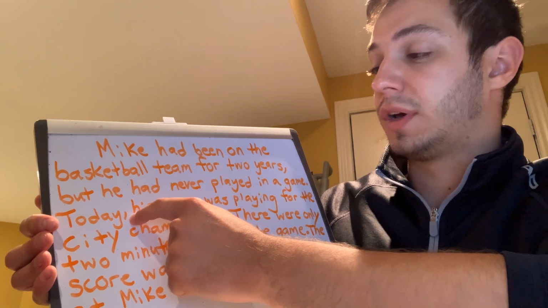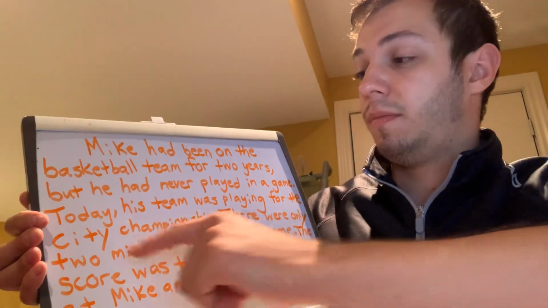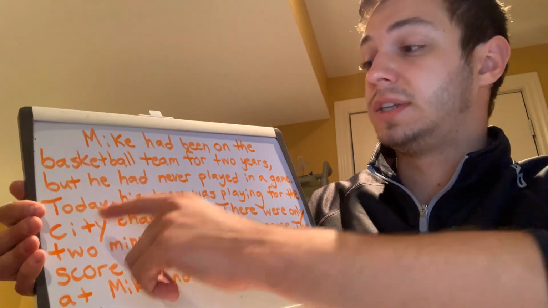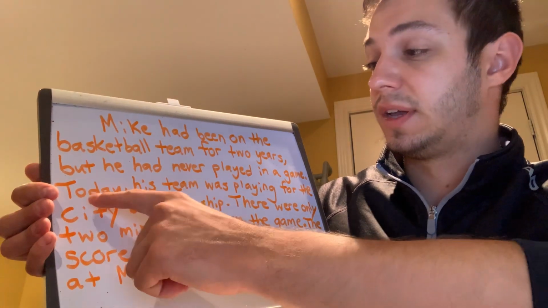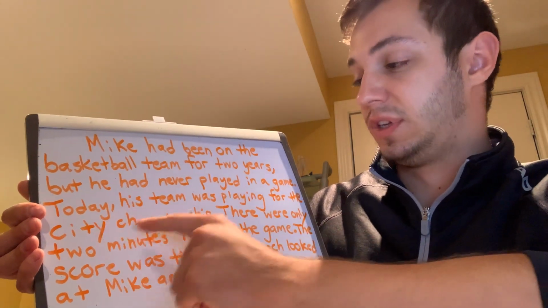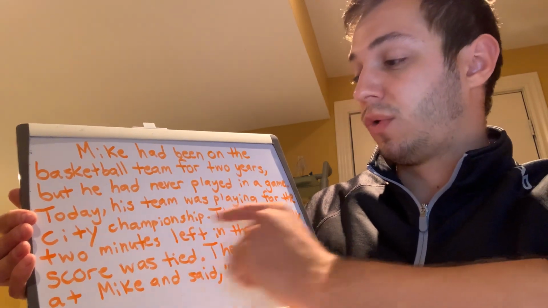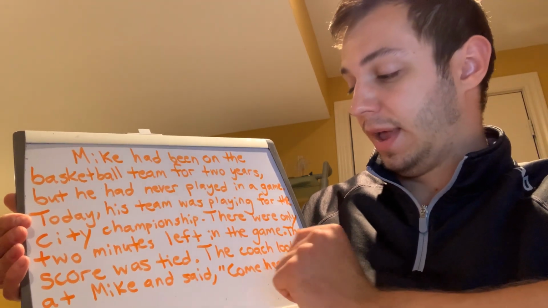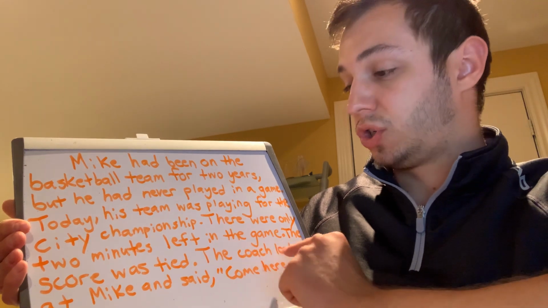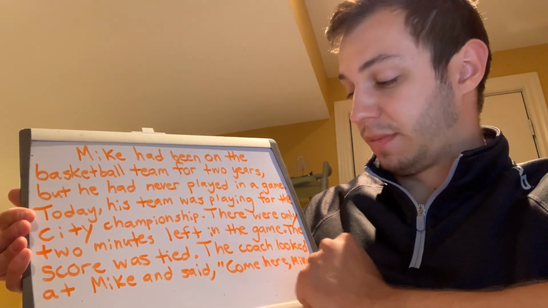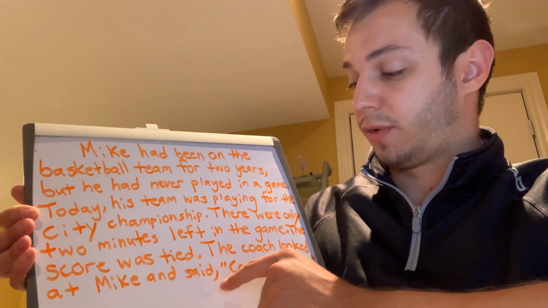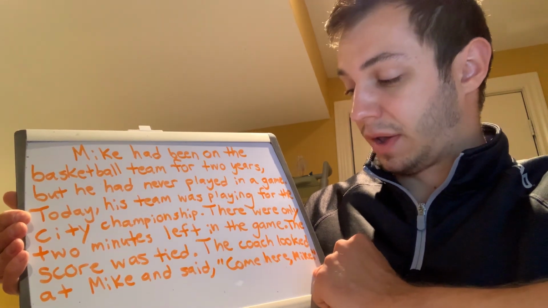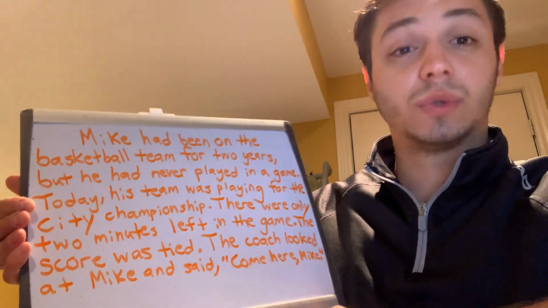We have that comma there because we need to have a comma after a part that tells when. So when was his team playing? Today. So once again, our second sentence is today, comma, his team was playing for the city championship. There were only 2 minutes left in the game. The score was tied. And then our next sentence says, the coach looked at Mike and said, "Come here, Mike." Right? And after the word said, we have to remember to put a comma. And then the exact words that the coach said were, "Come here, Mike." So around those words, we have our quotation marks.